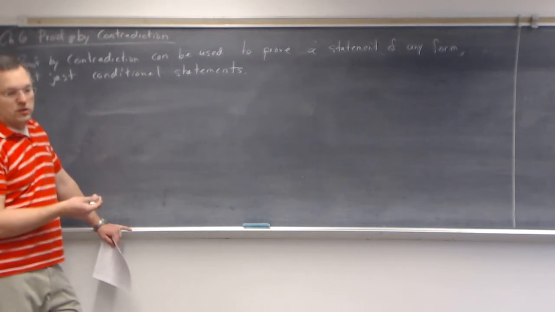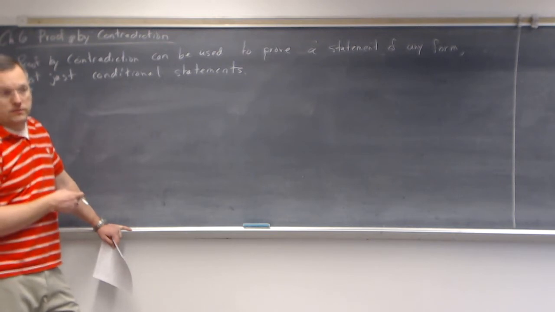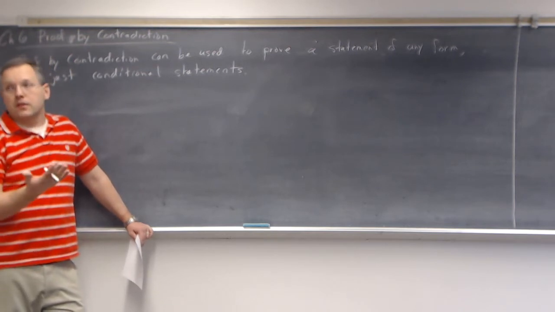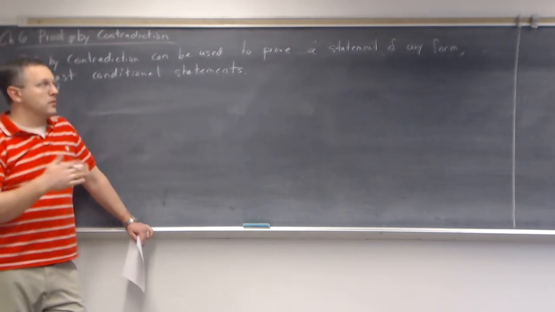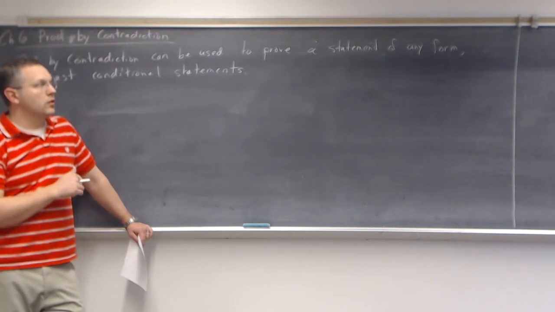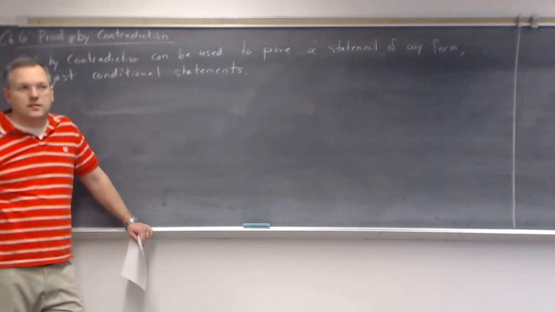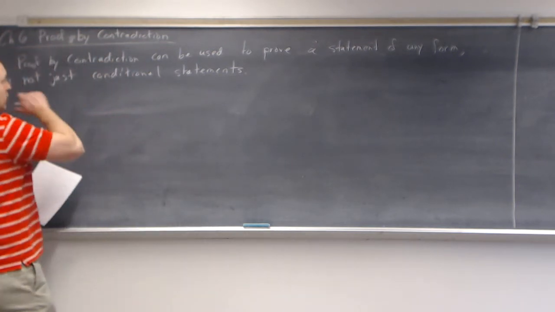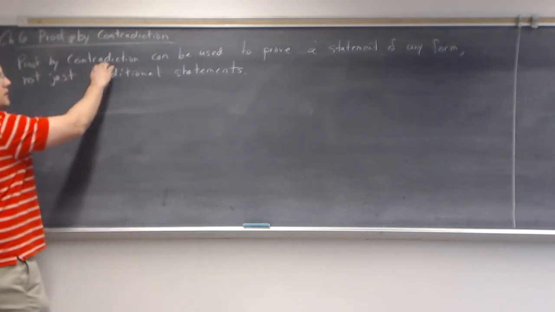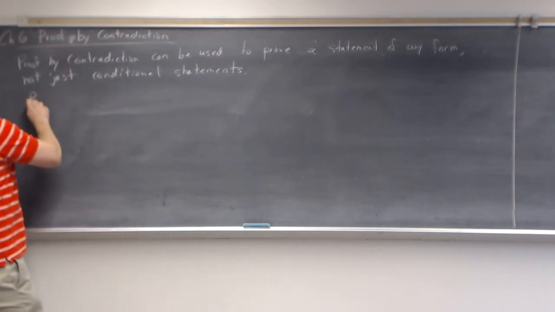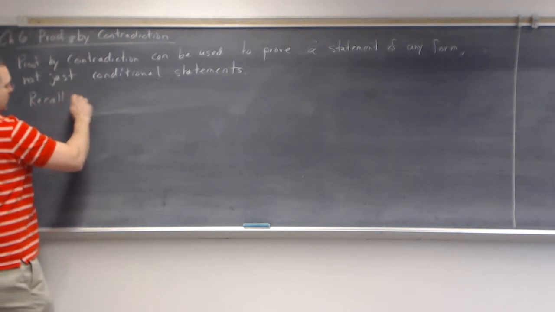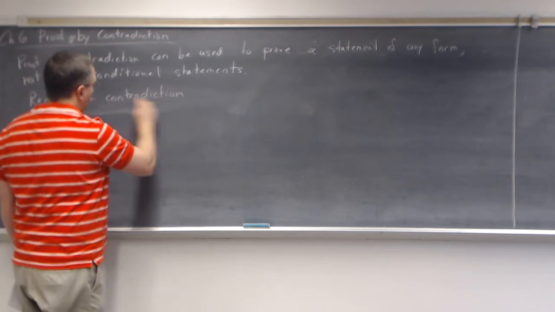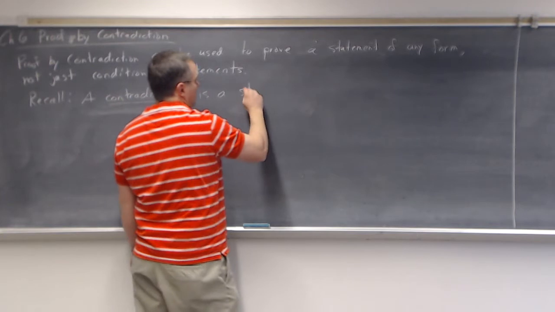So the statement, there are infinitely many prime numbers. That's a true statement, and that's not an if-then statement. Right? There are infinitely many primes. So I mean, how would you prove it by contrapositive? It's not an if-then statement. So we'll use proof by contradiction to get a statement like that. Okay. So recall, a contradiction is a statement that's always false.